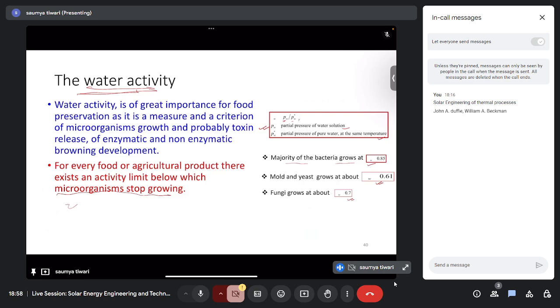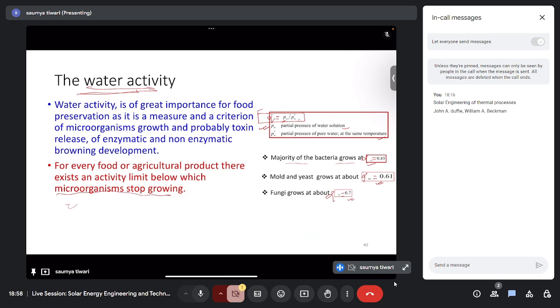Water activity is given by alpha W, which is the partial pressure of the water solution to the partial pressure of pure water at the same temperature. The majority of bacteria grow at an alpha W value of 0.85. Mold and yeast grow at about 0.61, and fungi grow at a moisture content of about 0.7.